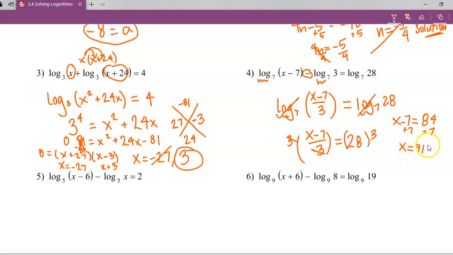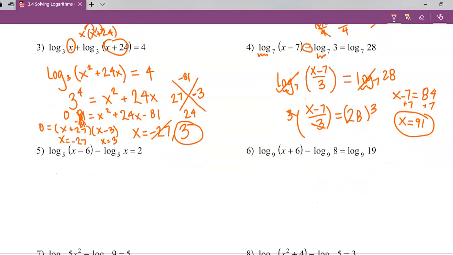And then just double check, make sure if I put 91 up here in any of these expressions for x, this is the only one that has an x. So 91 minus 7 is definitely a positive number, so this is a good solution. So that would work out just fine. Okay, so let's just try a couple more here.